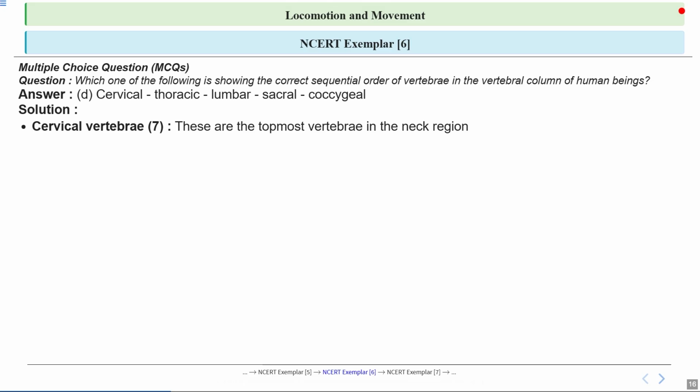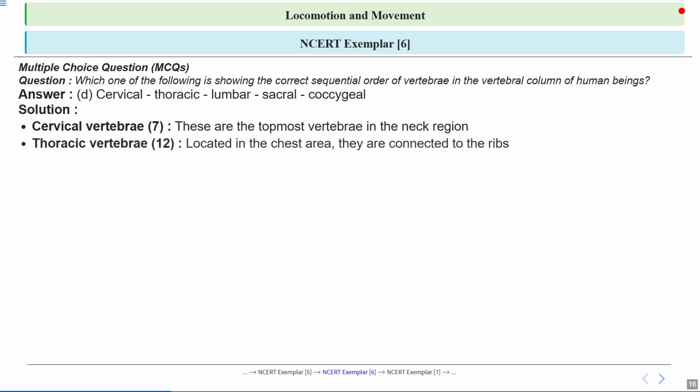So cervical vertebrae are the first 7 vertebrae in the spine located in the neck region, and they are the topmost vertebrae in the entire spinal column. And these vertebrae support the head and allow for its movement, such as bending forward, backward, and side to side. They are smaller and more flexible compared to other vertebrae, which helps in the smooth movement of the neck.